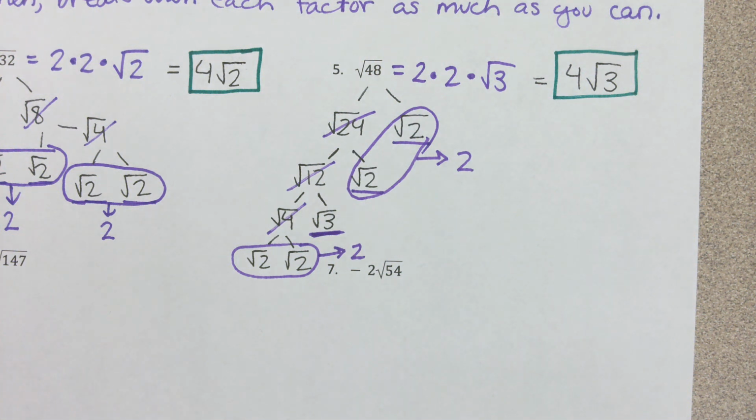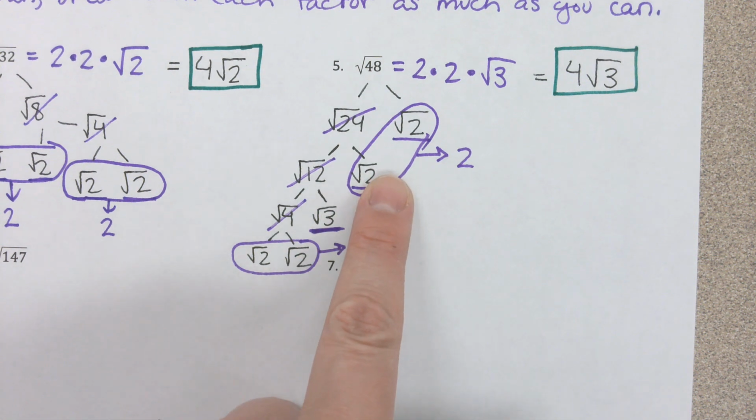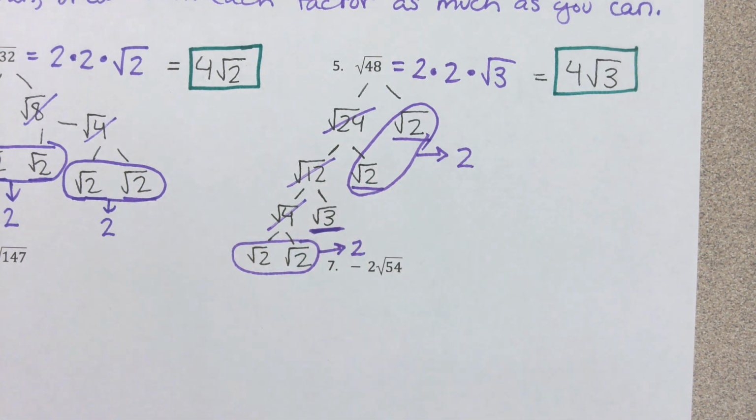Is that number always going to be 2? No. Later we're going to have a problem when we have a pair of 3's. It would be a 3. It's whatever number's under the root. Did that answer your question? Yeah.